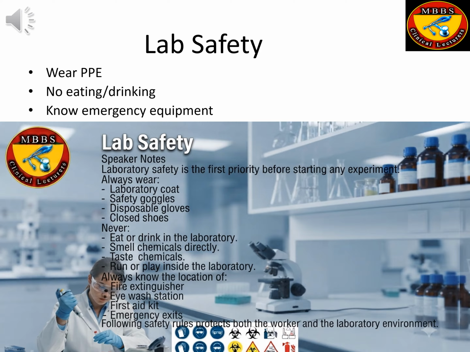Students should know the location of emergency equipment such as fire extinguishers, first aid kits, eye wash stations, emergency showers, spill kits, and emergency exits. Chemical containers should always be labeled properly, and safety data sheets, SDS, should be available for hazardous substances. Waste must be segregated into chemical, biological, sharps, and general waste containers. Always report accidents immediately to the laboratory supervisor. Good housekeeping, proper ventilation, and maintaining a clean workspace reduce laboratory accidents. Remember: safety first, experiment second.